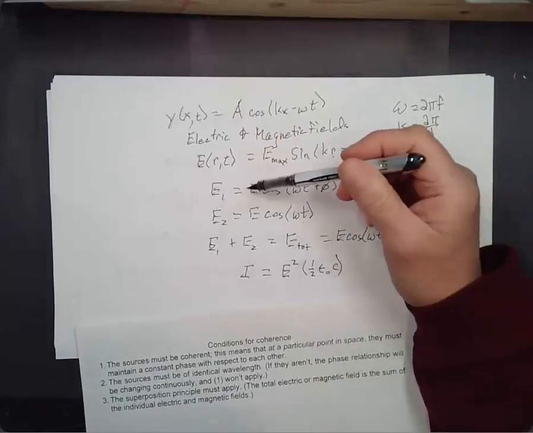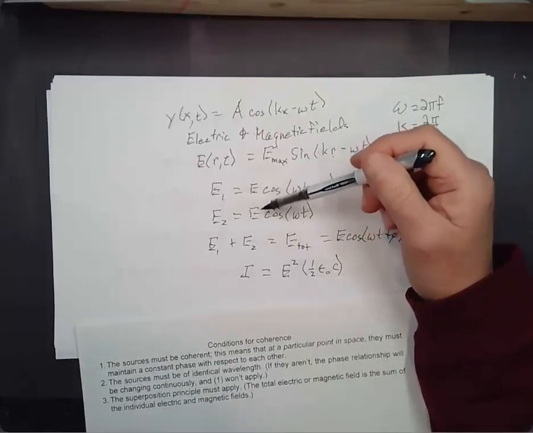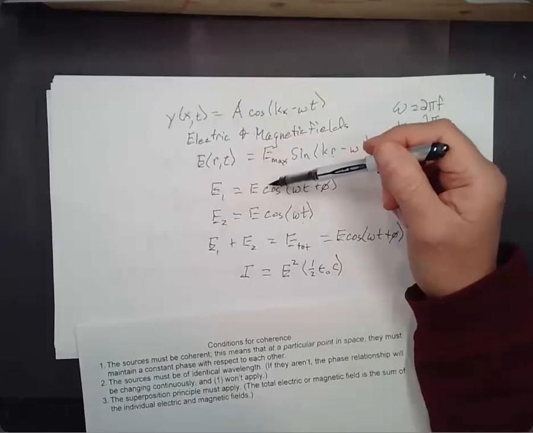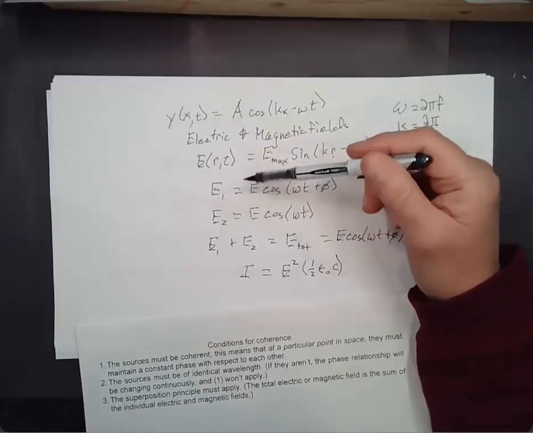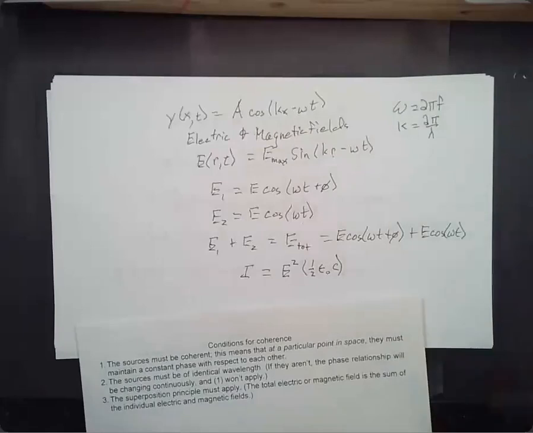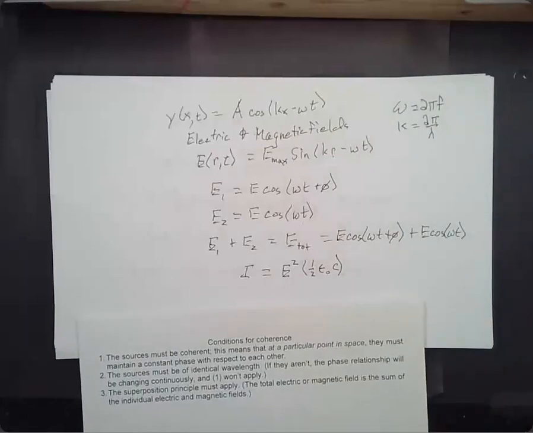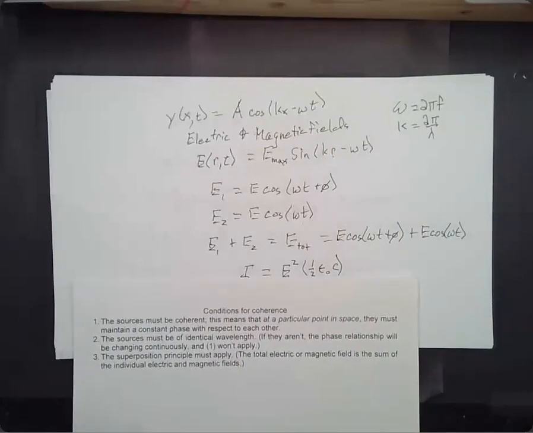And when we figure out the intensity of two waves, it turns out we'll end up using the law of cosines, and that deals with the square of some of these things. So we'll mess with that, but not worry about it too much.